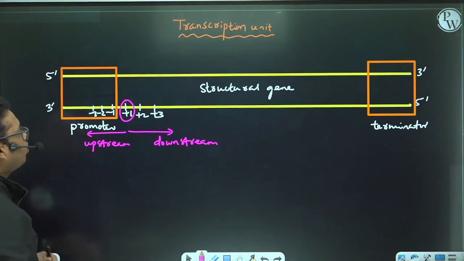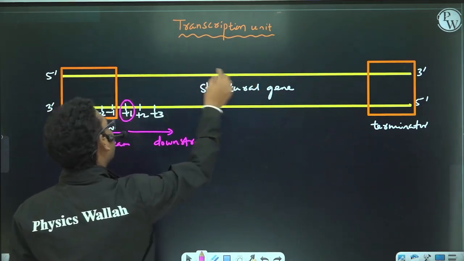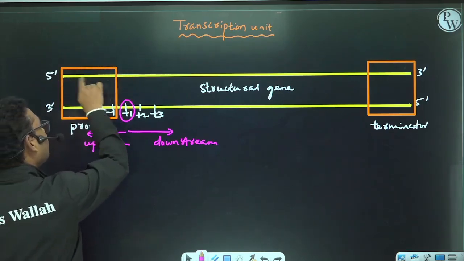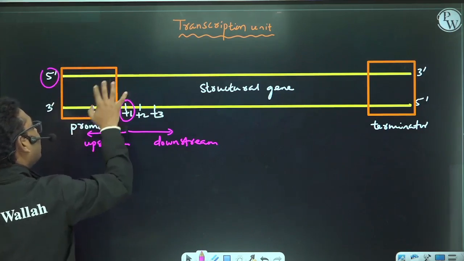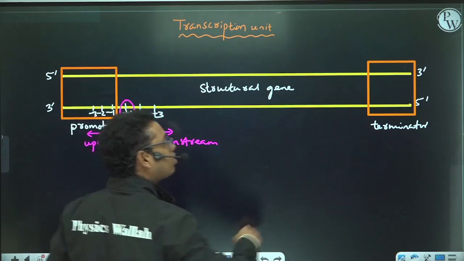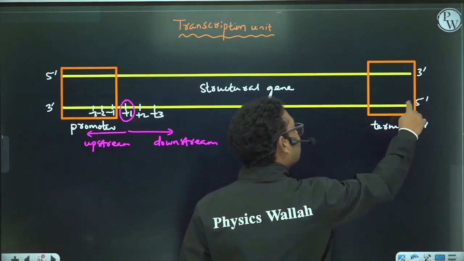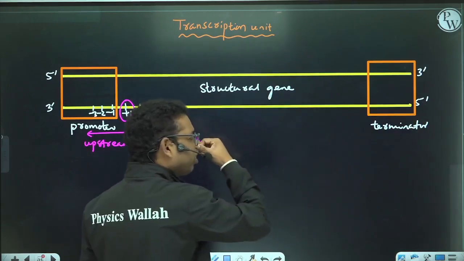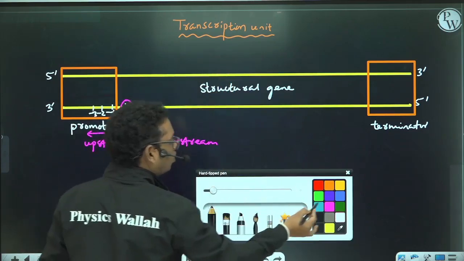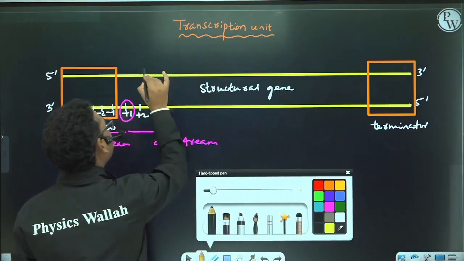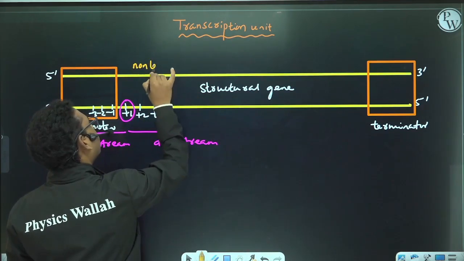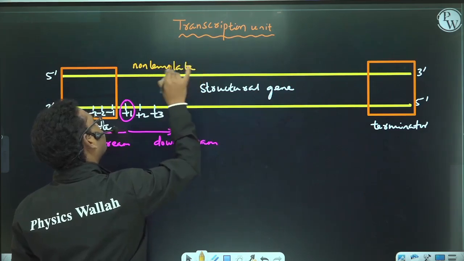Now, the strand which has the 5 prime end at the promoter side is called the coding strand or non-template strand. And the strand which has the 5 prime end at the terminator side is called the non-coding strand or the template strand. So let me write that part. This strand is called non-template. So if this strand is non-template, this strand will be template.